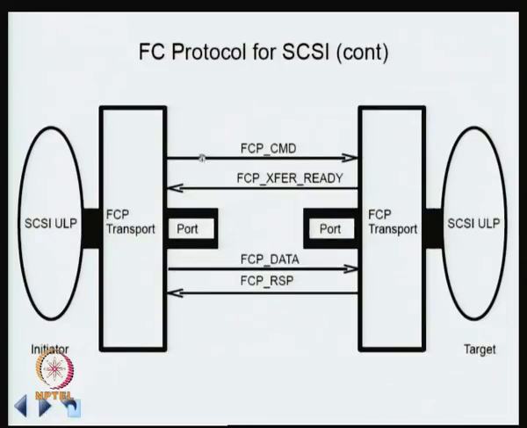Again, this is diagrammatic. One way this command goes this way, transfer ready comes back, the data goes this way, response comes back, and these are the two initiator and targets which are at the SCSI upper level protocol. This is a transport, and this transport can be arbitrarily complicated because there can be an arbitrary network sitting out here, and there is something called a port. Just like your IP address, you can have a port number, and there could be another port number, and some routing also is done.